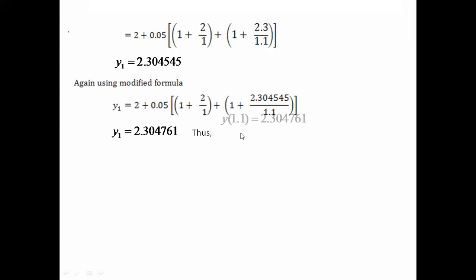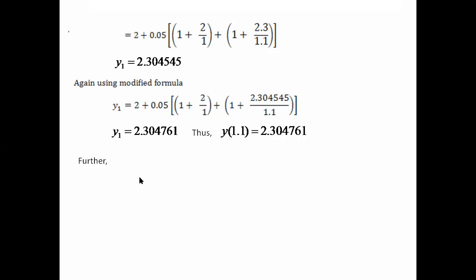So we can call it 1.1. The value of y at 1.1 is 2.304761. That we can accept. But the question asks you to find a solution at 1.2. So for that, next we shall see an approximate value for y at x is equal to 1.2.